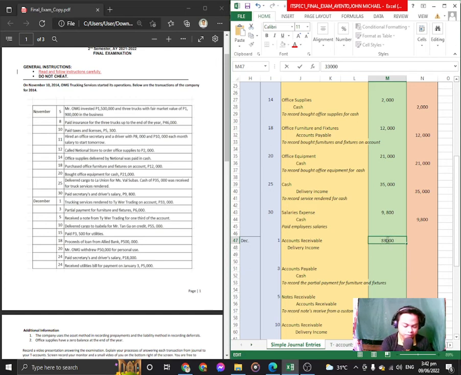pesos for debit and gideliver man. Deliver ang atong account. So, ang tawag nito siya is delivery income. So, we have 33,000 pesos.